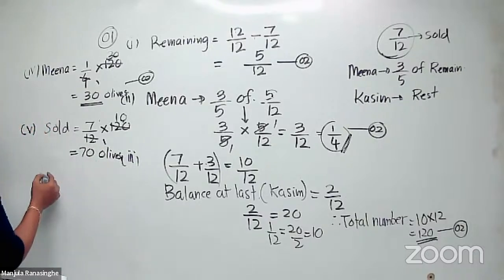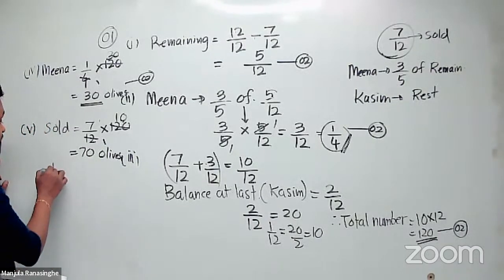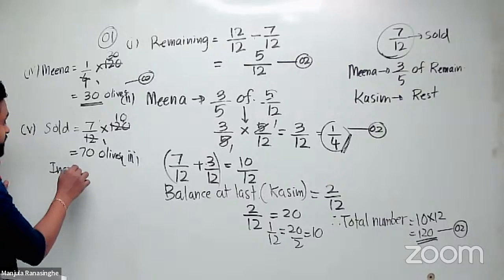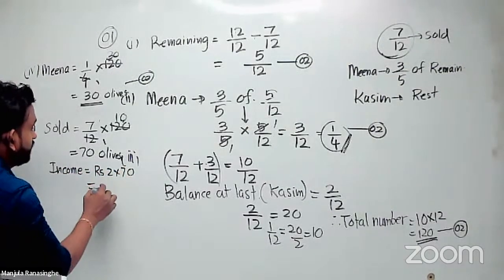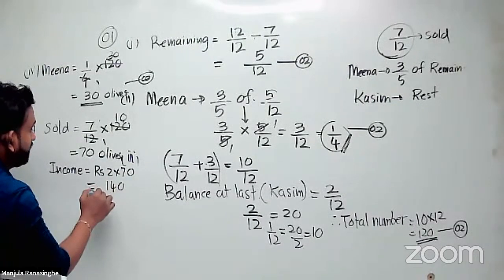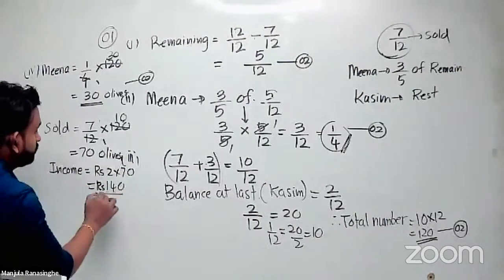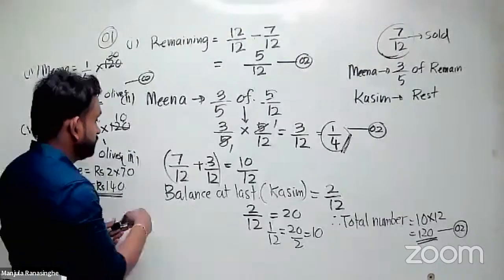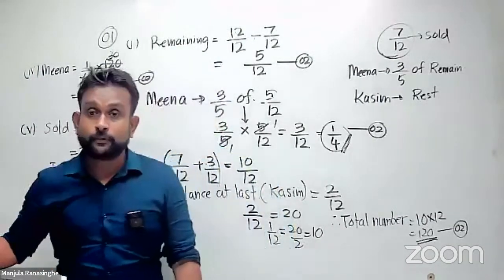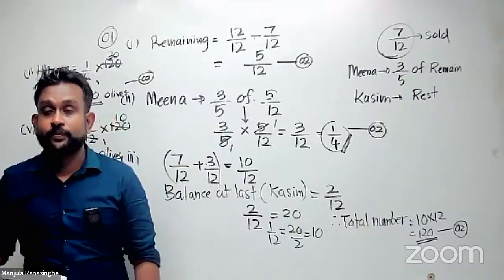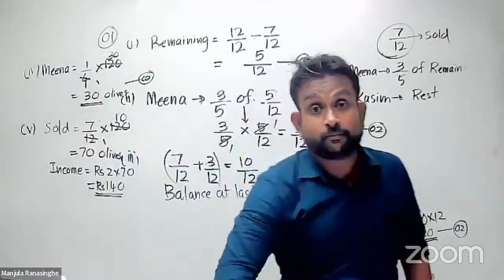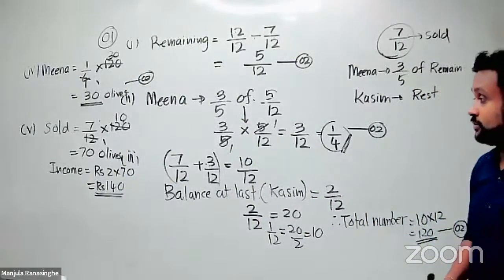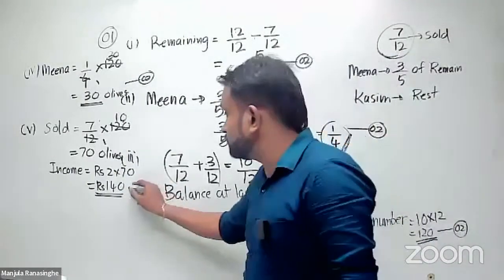sold. One olive is 2 rupees. Then what is the income you can get? 2 rupees times 70 olives. So 2 times 70 is 140 rupees. Rupees 140. Okay. Right. Correct them. So for the last part, you have 2 marks.